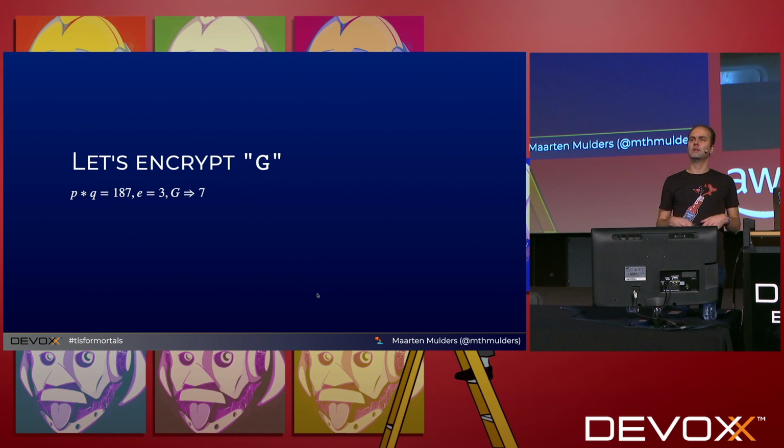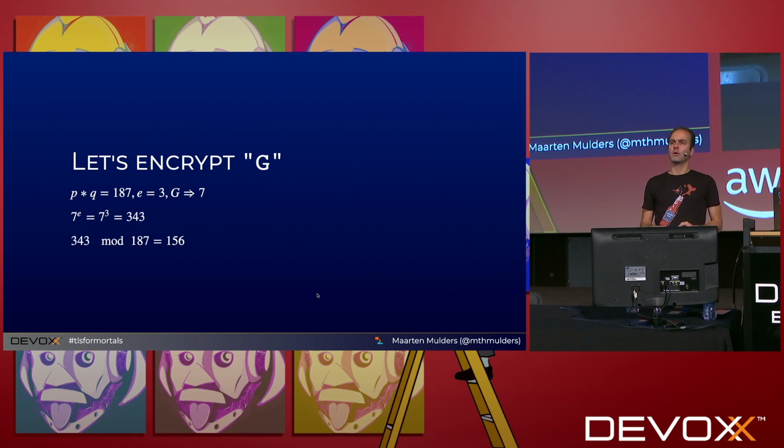Now, when we apply this mechanism to, for example, encrypting some text, let's say that our letter is the G. G is the 7th letter of the alphabet, so P times Q equals 187, as we saw. E still is 3, and we want to use the input 7, which maps to the letter G. We calculate the input to the power of E, so that's 7 to the power of 3, which is 343. We take the modulo with 187, which gives us 156.